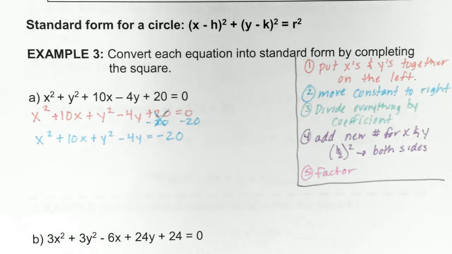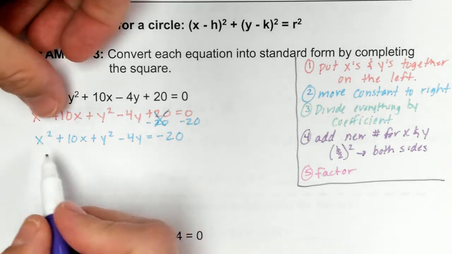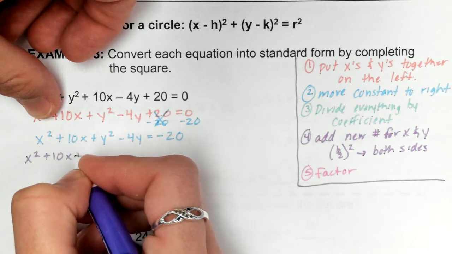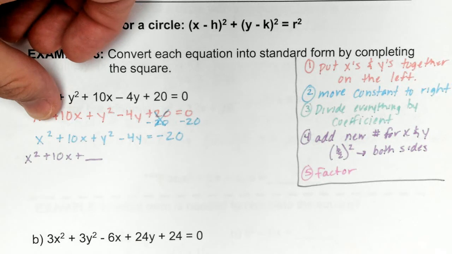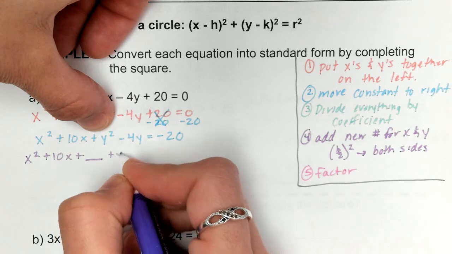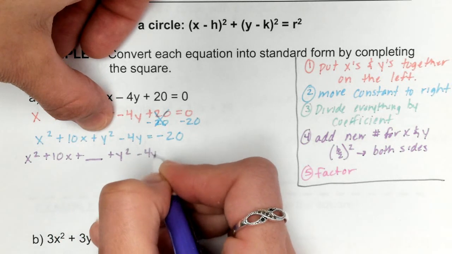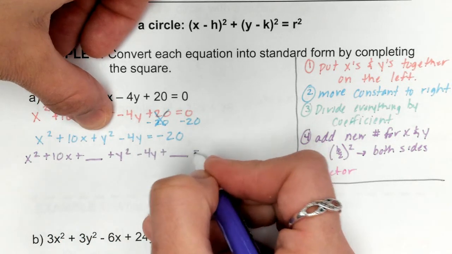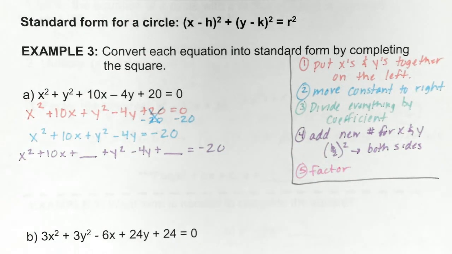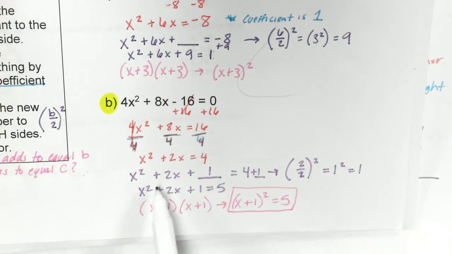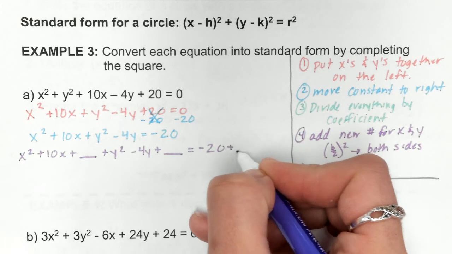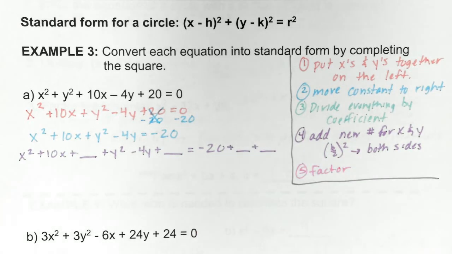Speaking of 4, let's go ahead and take a look. So now we're going to split these up. We're going to have x squared plus 10x plus something, exactly what we just did. Okay, but now we have to deal with our y. So now we have our plus y squared minus 4y plus something, which will be equal to the negative 20. See how we're just doing exactly what we just did right here. We're just having to do it twice because we have an x and we have a y. So here we're going to have to add twice. Okay?